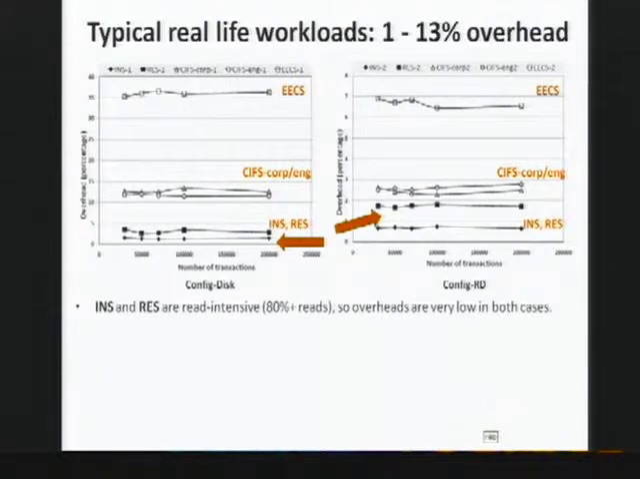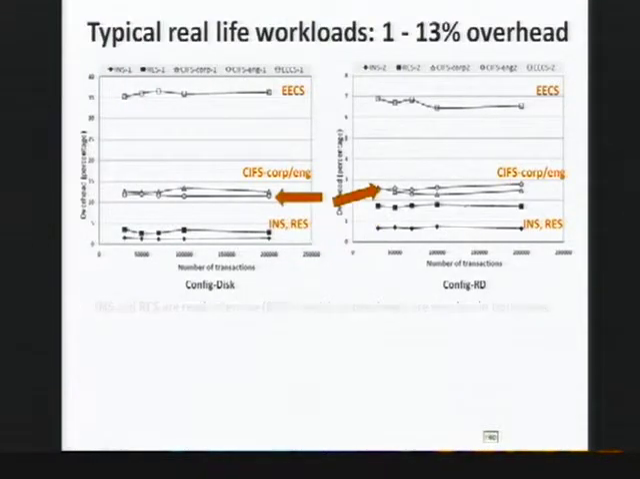For the first 2 workloads, the INS and RES workloads, you see that the overheads are quite low. Both of these are read intensive. Most of the transactions are reads. So naturally, we are only recording the writes to the provenance chain, so the overheads are low. The overheads are less than 5% here, and here it's less than 1%.